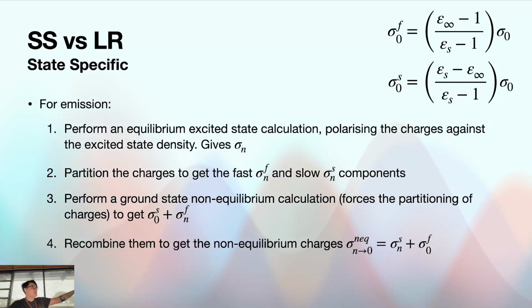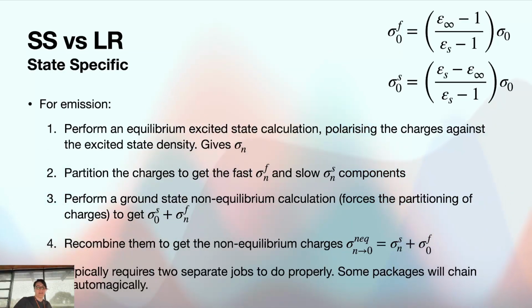the excited state slow charges are coming from an equilibrium calculation as opposed to from a non-equilibrium calculation. So we can't just do a non-equilibrium vertical calculation from the ground state. So this typically requires two separate jobs to do properly. Like I said before, some packages will chain these together.